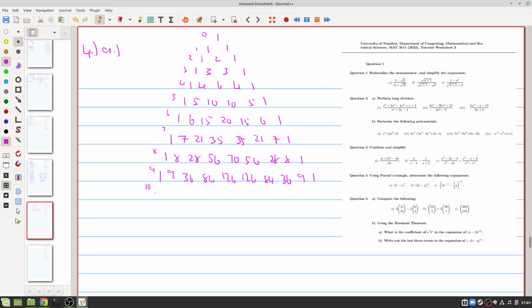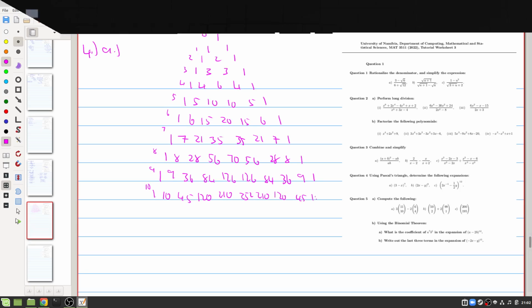Now the 10th one, so just 3 more rows: 10, 11, and 12 to go. 1, 10, 45, 120, 210, 252, then 210, 120, 45, 10, and 1.